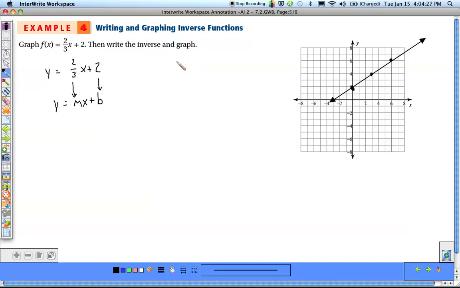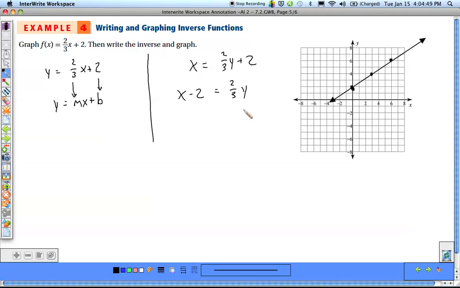All right, to find the inverse, to actually go through and find the inverse function, we have a couple options that we can go through. One, talking about writing the inverse, we really just have to flip the x and the y around. So x equals 2/3 y plus 2. Get rid of the 2 by subtracting it. And then the next step is to get rid of 2/3.